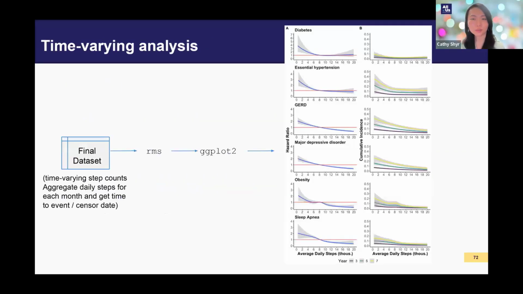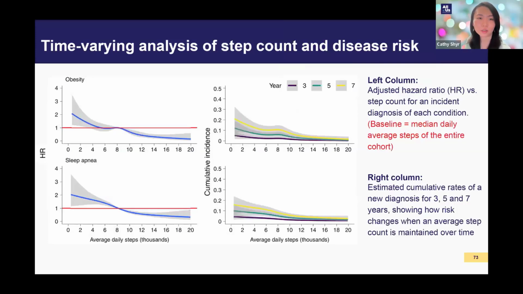So this here is another major figure from the paper, and let's dive into these figures and take a look at the findings. On the left-hand column, we have two charts looking at the adjusted hazard ratio on the y-axis versus the average daily steps in thousands on the x-axis. The red line corresponds to the reference or baseline group, which is defined as the median daily average steps of the entire cohort.